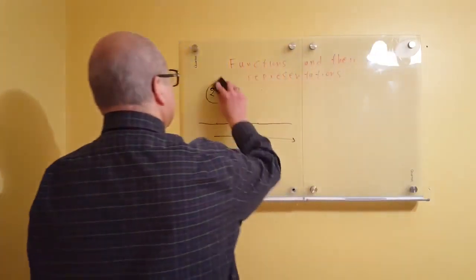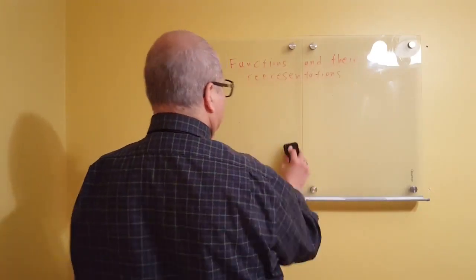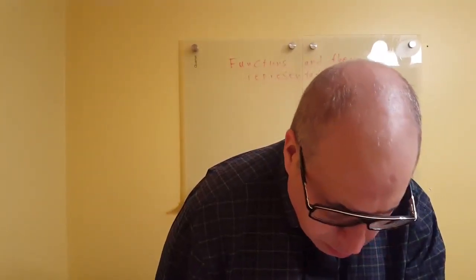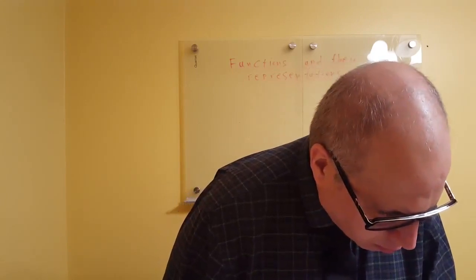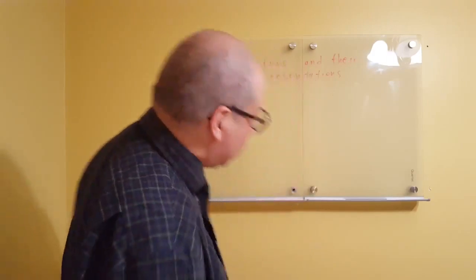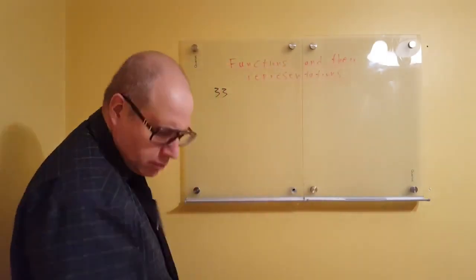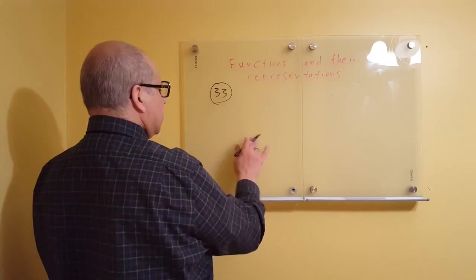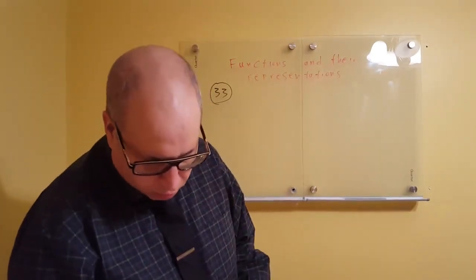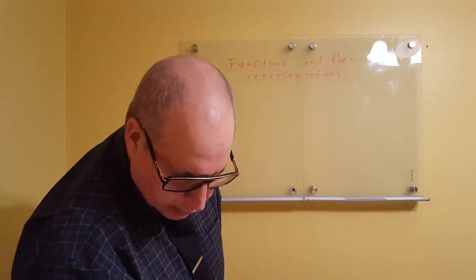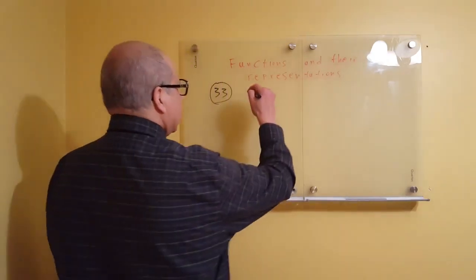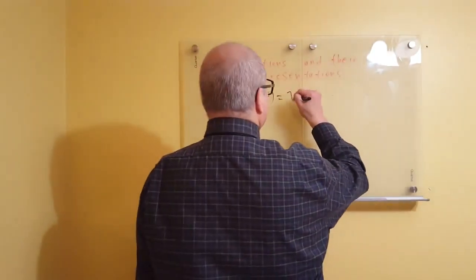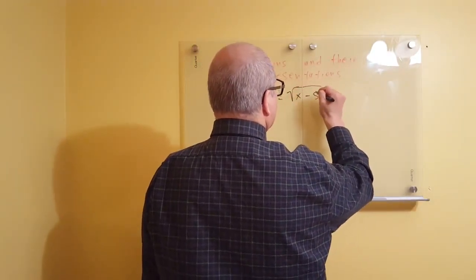Now, let's continue. Okay, so let's go to problem 33, which is to find again the domain and sketch the graph of f of x is equal to the square root of x minus 5.